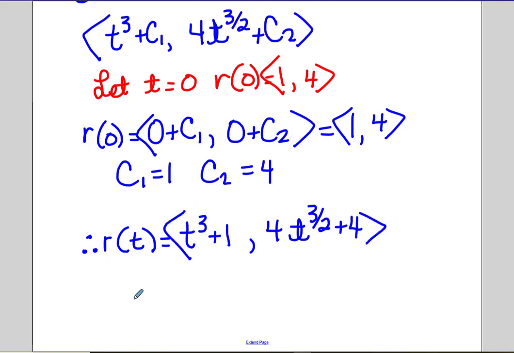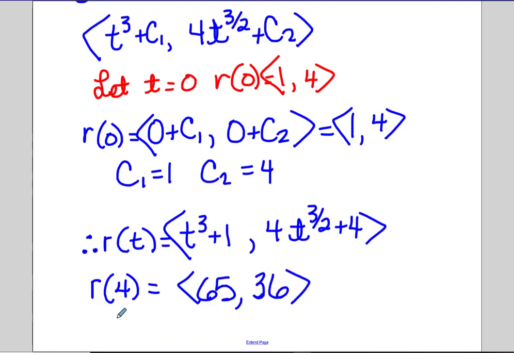So we want to know what the r of 4 is. So our r of 4 is going to be 64 plus 1, so 65, and then the square root of 4 cubed times 4 plus 4 is 36. So our location at t equals 4 is that.